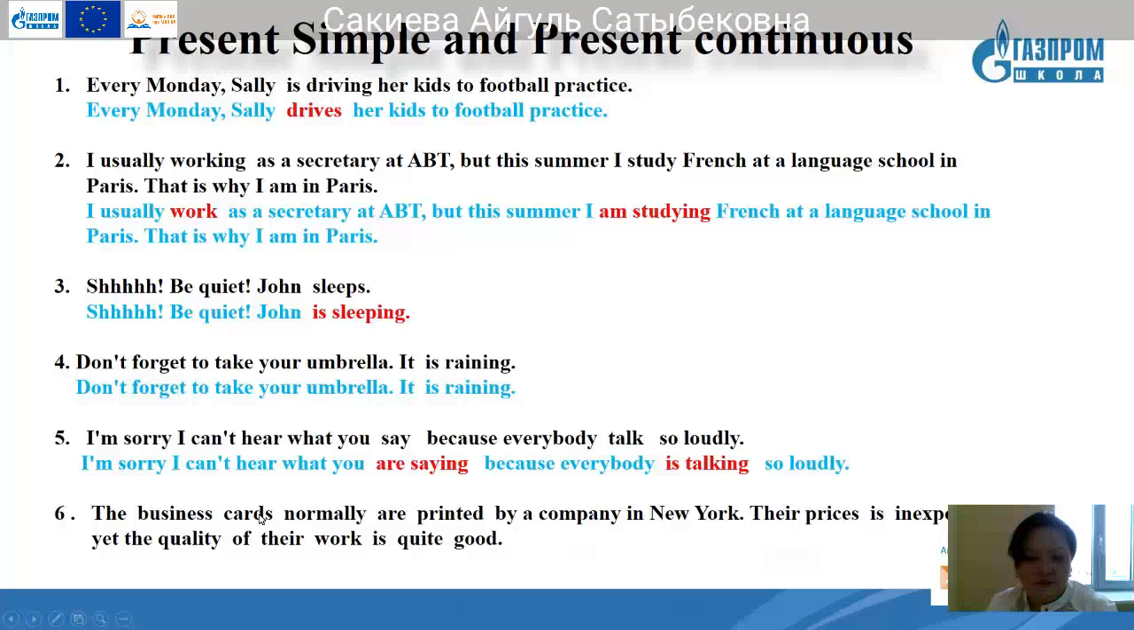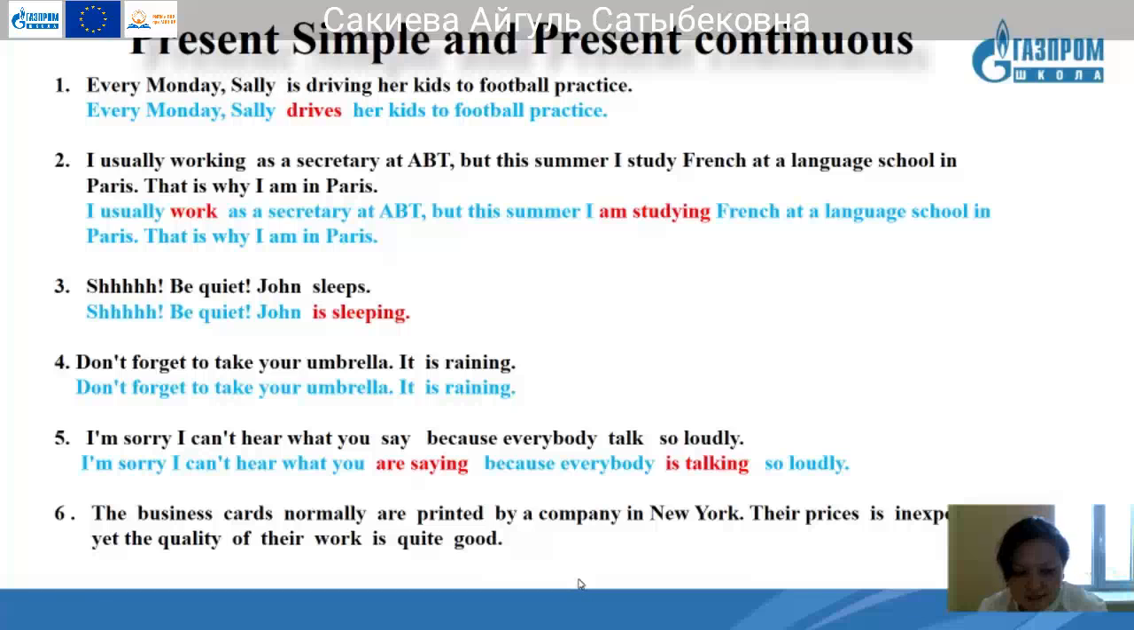Yes, what are you saying? Because we are talking about, yes, an action in the present. And because everybody is talking so loudly. So two actions are happening simultaneously at the same time, yes, and they are not finished.